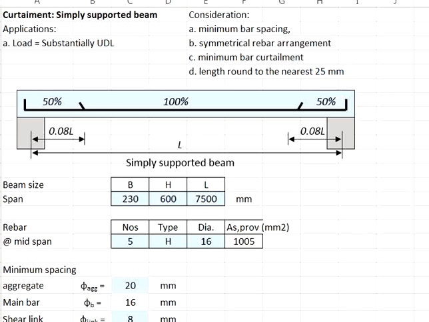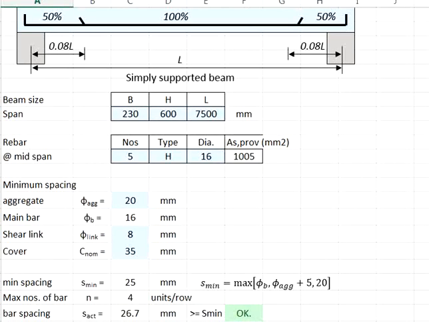equals 1 inch. Now, given the dimensions of the beam, having the cross section of 230 times 600 mm, the beam has a span of 7.5 meters, and the amount of reinforcement bar required at the midspan would be 5 units of H16 reinforcement. First, let us look at the minimum spacing.